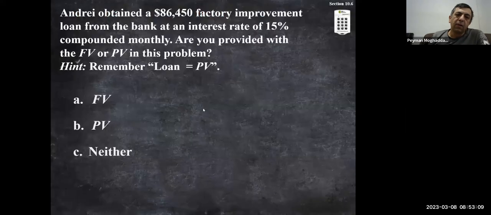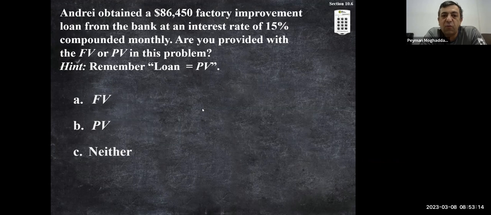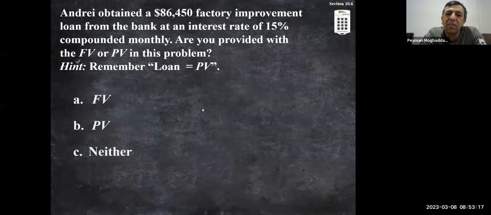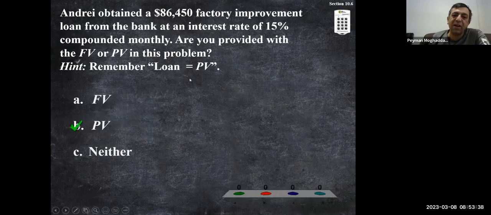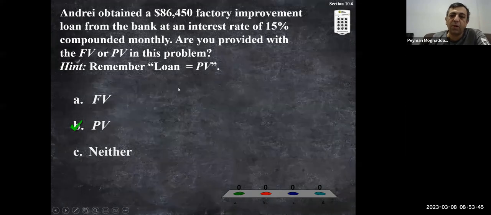Okay. All right. Andre obtained 86,450 factory improvement loan from the bank. As soon as it's a loan, you know that it's going to be a present value problem, right? From the bank at the interest rate of 15% compounded monthly. Are you provided with the FV, future value, or present value in this problem? Hint: remember, loan is equal to PV. Yes. Okay. So it basically gives you the hint as well. Loan is equal to present value. So basically, you're dealing with present value problem. Okay. So because you get this loan and you have to basically pay it back, right? So that's a present value problem.